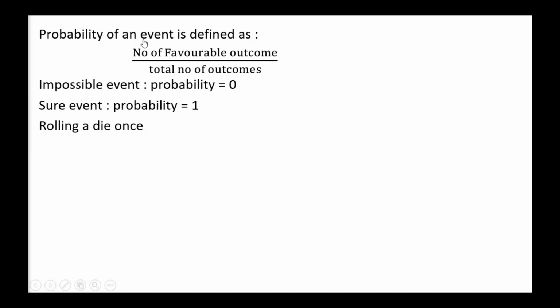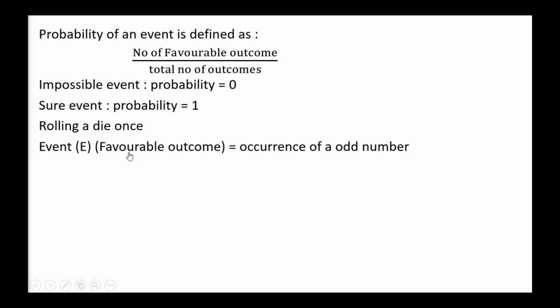So again, giving an example of rolling a die, let's say we roll a die once. So what I want is an event and I name it as E. So my favorable outcome, I should get an odd number. Let's say I want an odd number. So I want to see the probability of the occurrence of an odd number if I roll a die once. So we can see that the event E has 1, 3 and 5. These are all odd numbers out of the 6 possible outcomes.